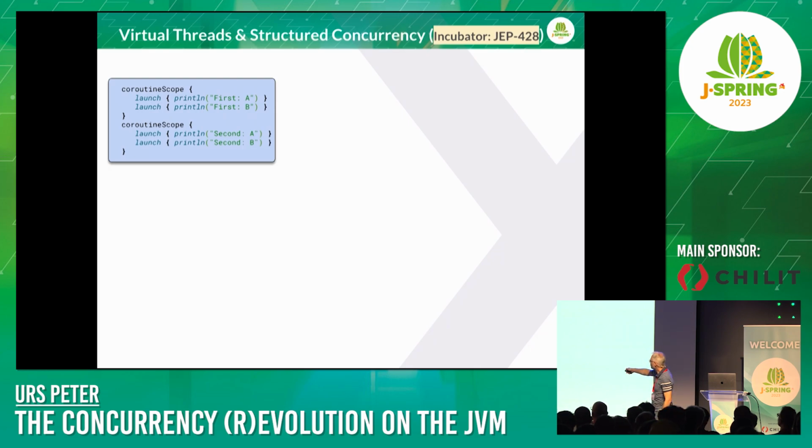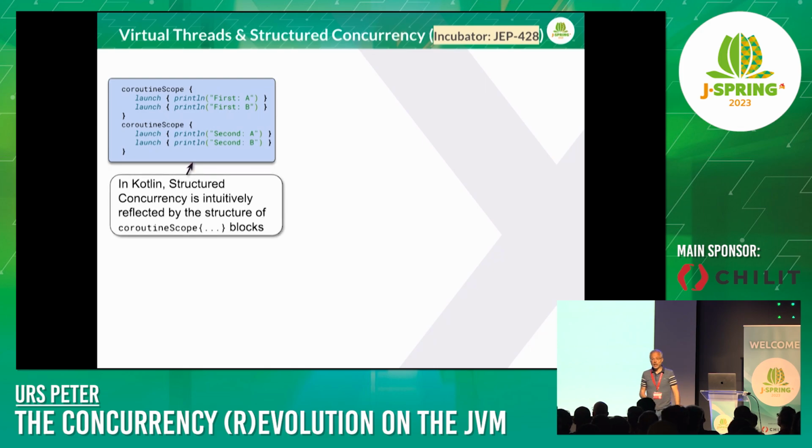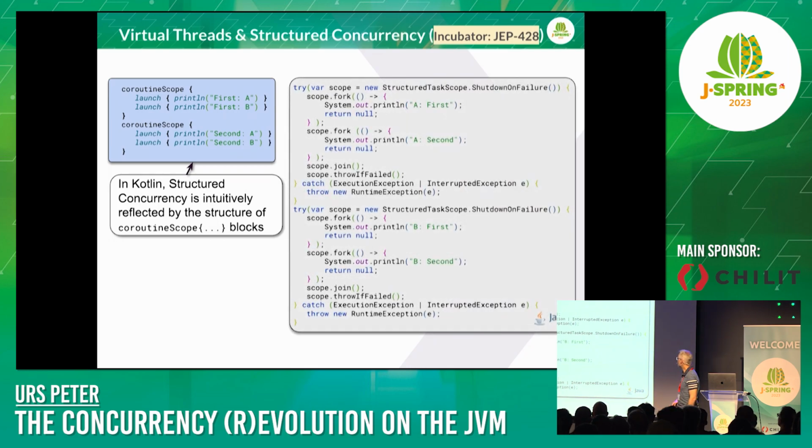So here we've seen in Kotlin, you have these Coroutine scopes, and then within such a scope, I can launch a tremendous amount of processes, and it will ensure that they are completed first before we continue, right? That's what we've seen before. The counterpart in Project Loom with JEP 428 looks as follows. This is the code you would get.